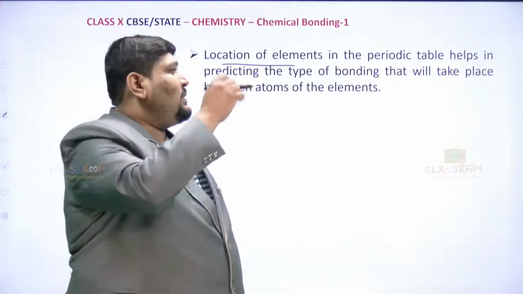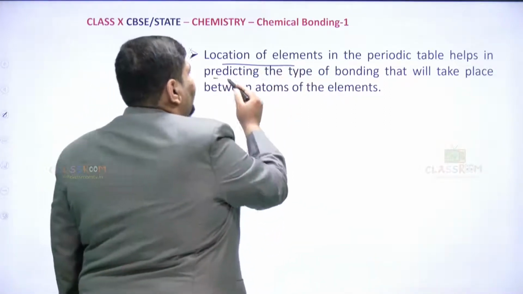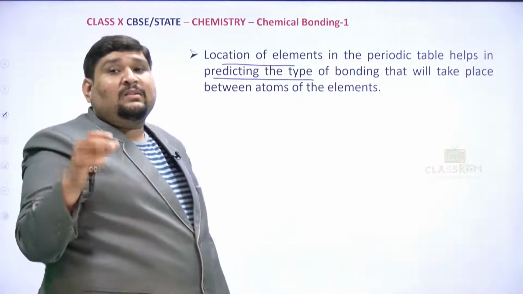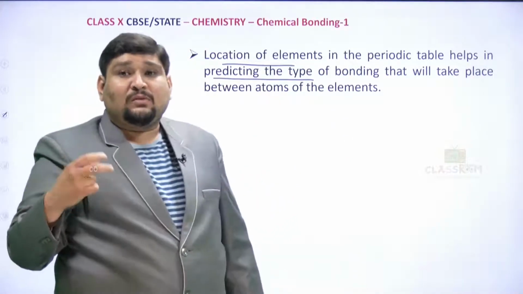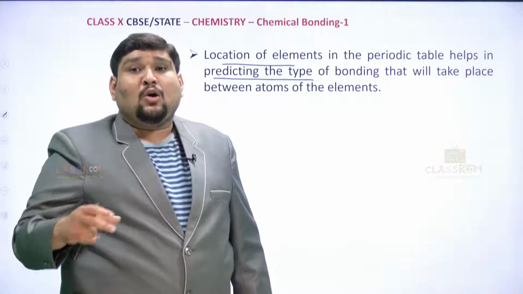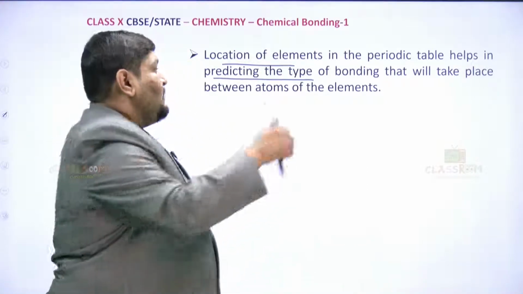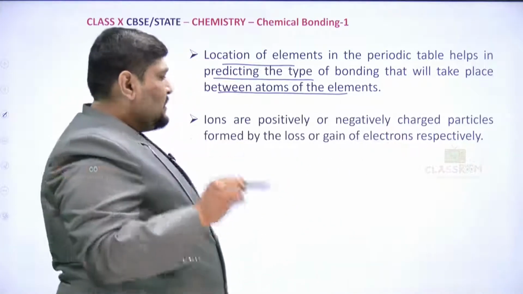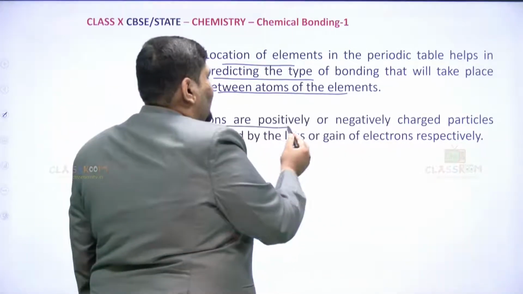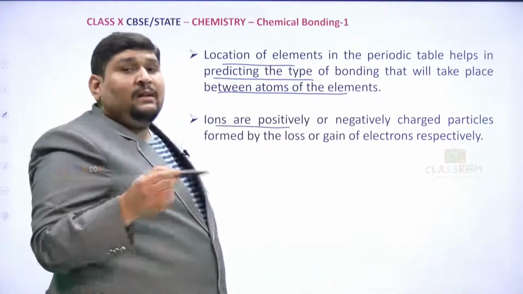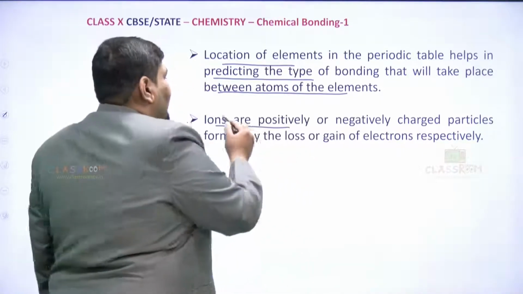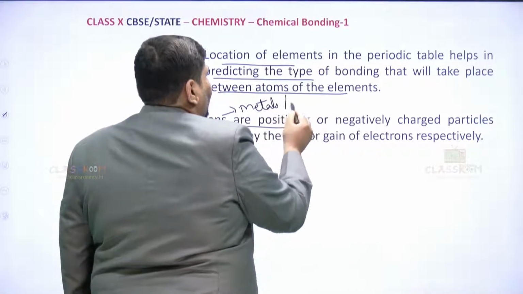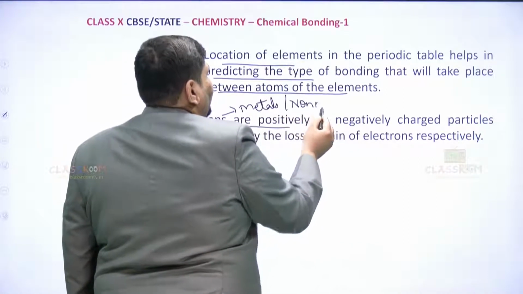This particular table has helped in predicting the type of bonding, because as we are going to learn, it tells which kind of elements are associated or grouped together, and which helps in bonding taking place between atoms of those elements. Here the ions are nothing but positively or negatively charged particles. So basically, we have metals and non-metals.